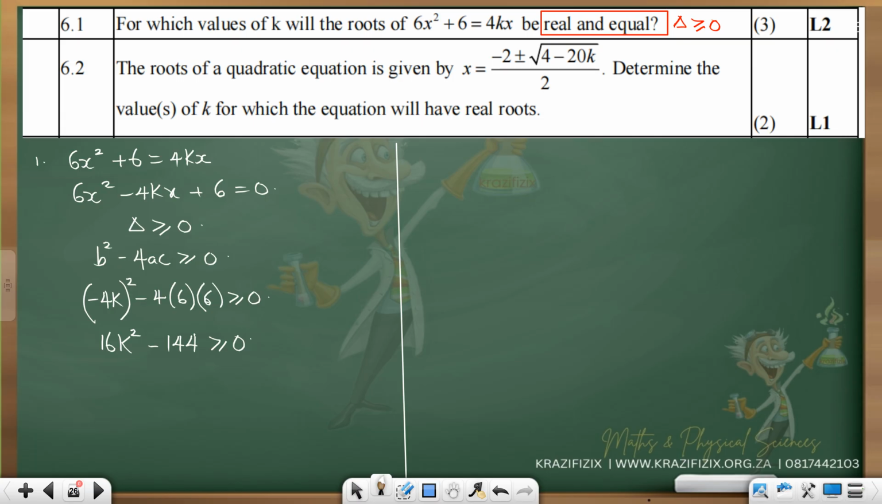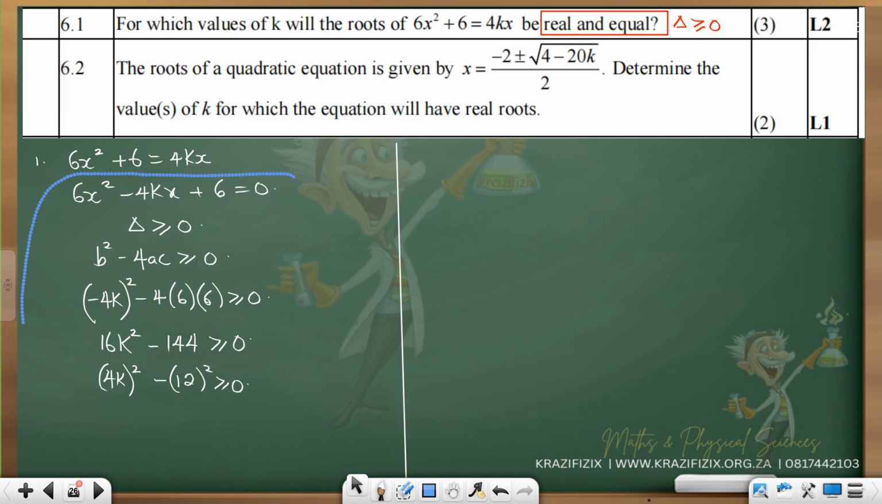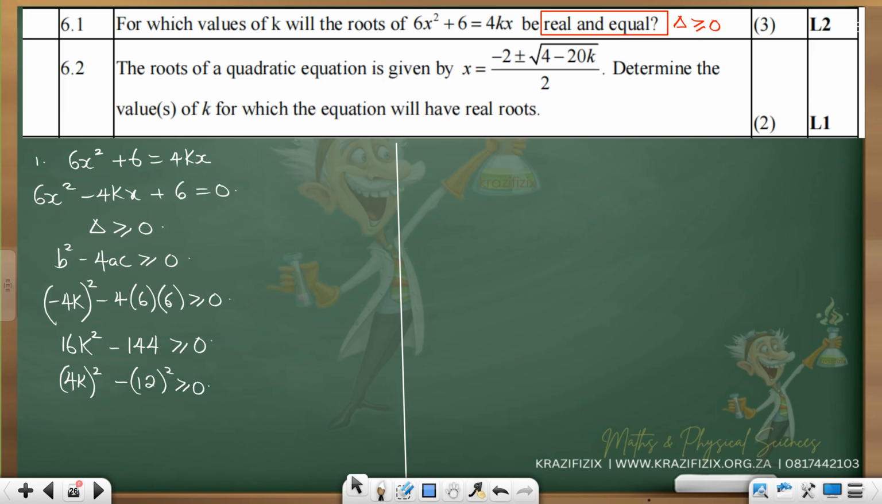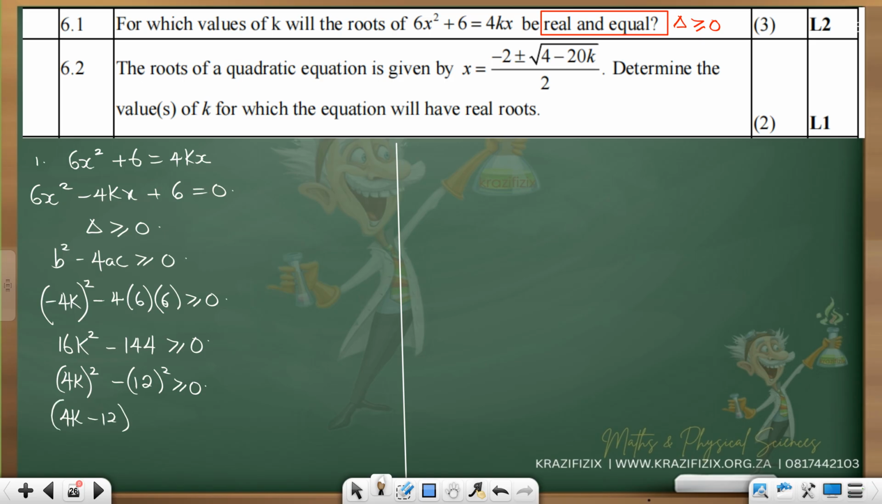Now, please be careful with this k squared. Be very, very careful. This is a difference of two squares, because this can be written as 4k squared minus 12 squared. Be very careful. When it comes to inequalities, don't just say square root plus or minus. You've got to know how to work things out. All right. Now, what will this give us? 4k minus 12.